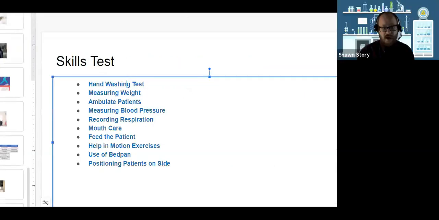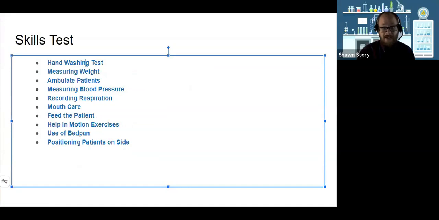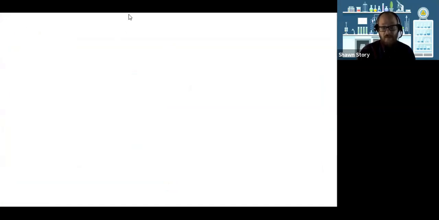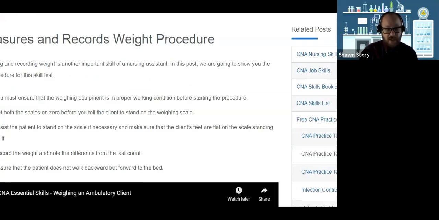Let's move on to our next one. Our next one is measuring weight. And that'll be using the same type of scale that we were practicing last class. Let's watch how she does it. Who would like to read these steps for us?